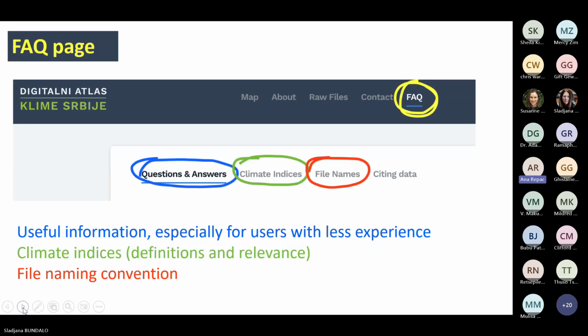I also wanted to mention that there is a FAQ page in the Digital Climate Atlas of Serbia, where you can find all useful information, especially for users with less experience, including more information about climate indices and all other data that are needed. So, next slide.